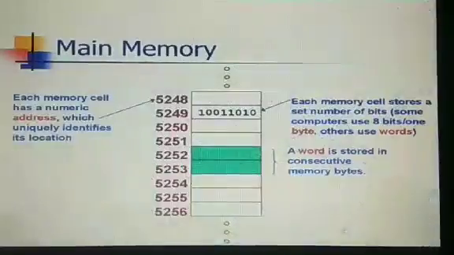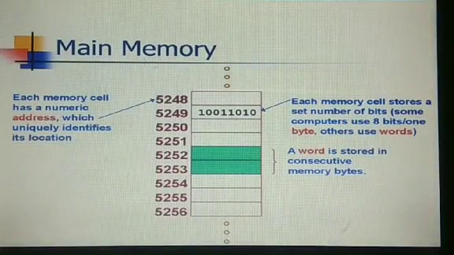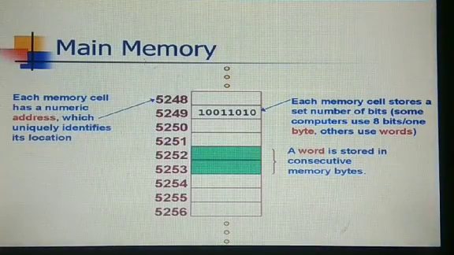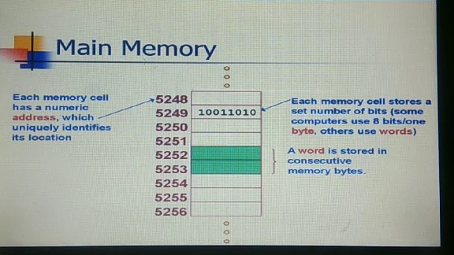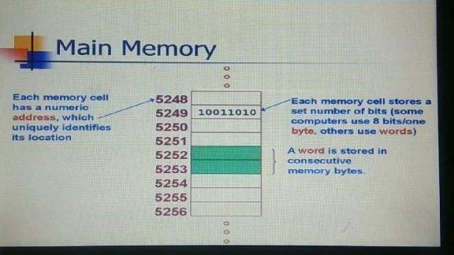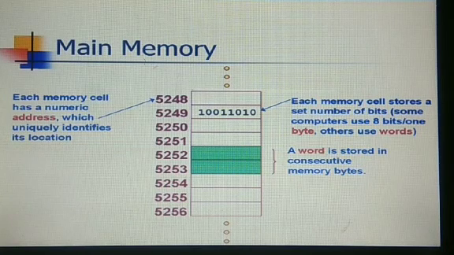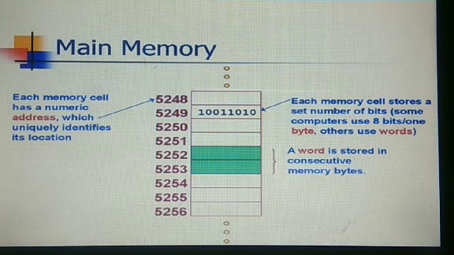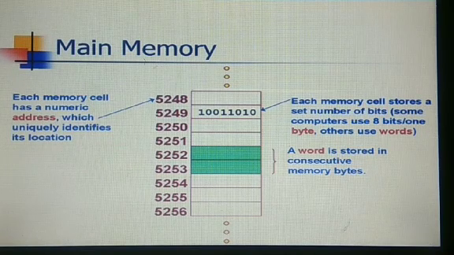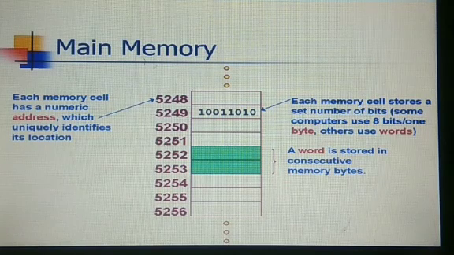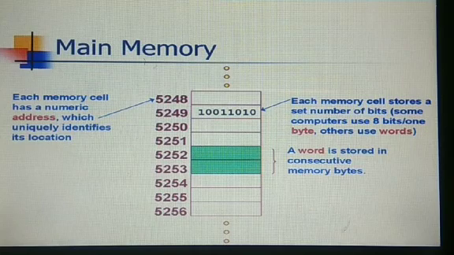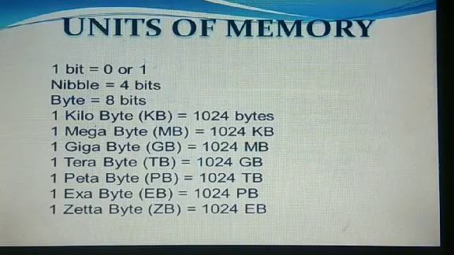We have a picture here of the main memory, 5248, 5249. These are actually the addresses of these cells, and the content is written inside it, 100111010. So this is the content. The content is always stored in the form of binary language, which we have already studied. The content is like this, and 5248 and so on are the memory addresses of cells. Every cell has a different memory address.